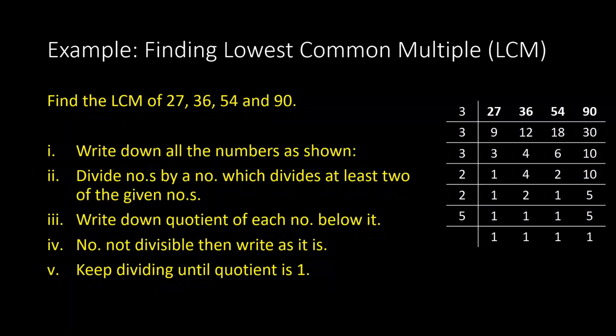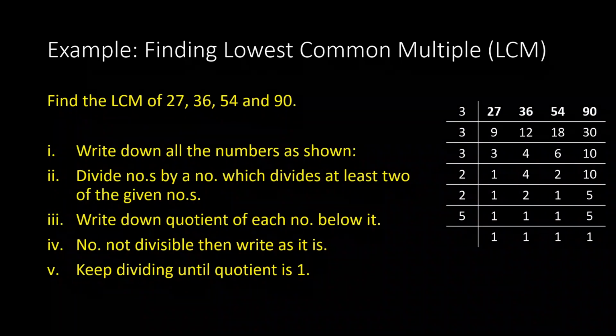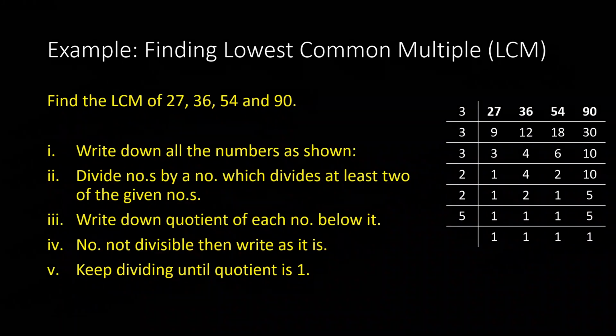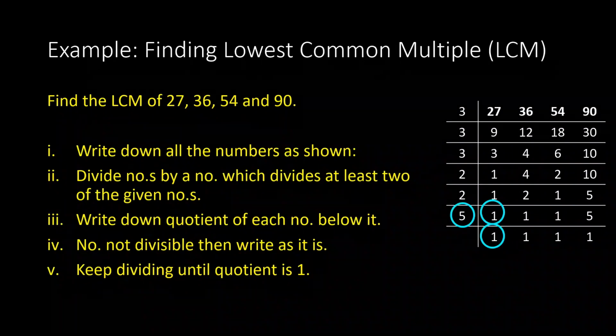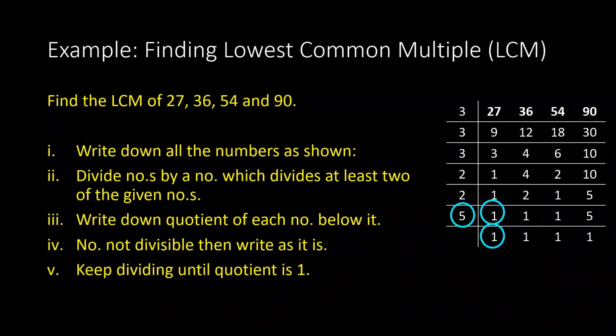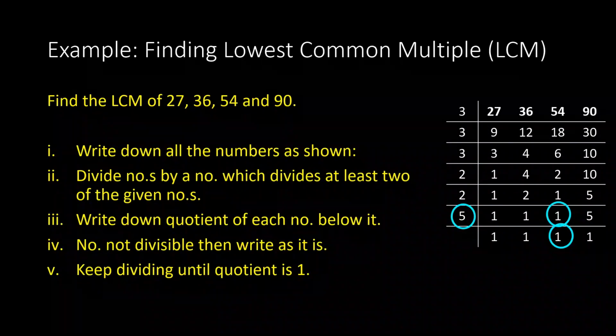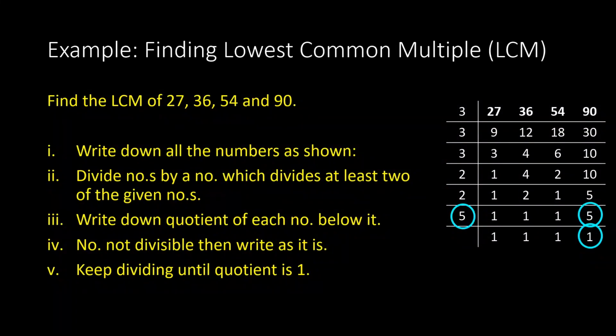Now divide by 5 as there is only a 5 left in the last row. The rest are all 1s. 1 divided by 5 needs to be left as a 1 as it is indivisible by 5. Similarly for this one, and similarly for this one. However, 5 divided by 5 is 1, so we place a 1 here for a different reason.